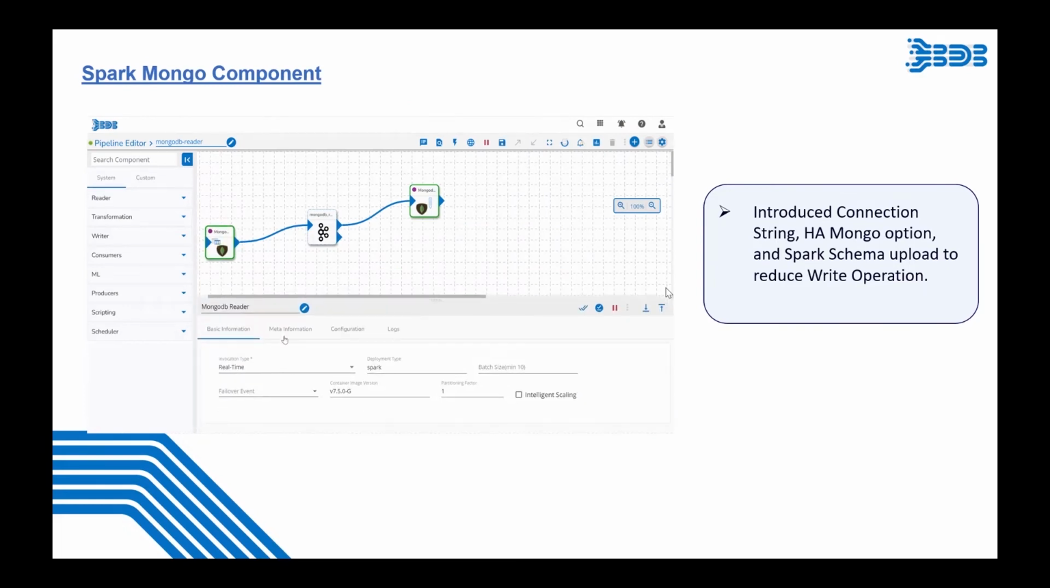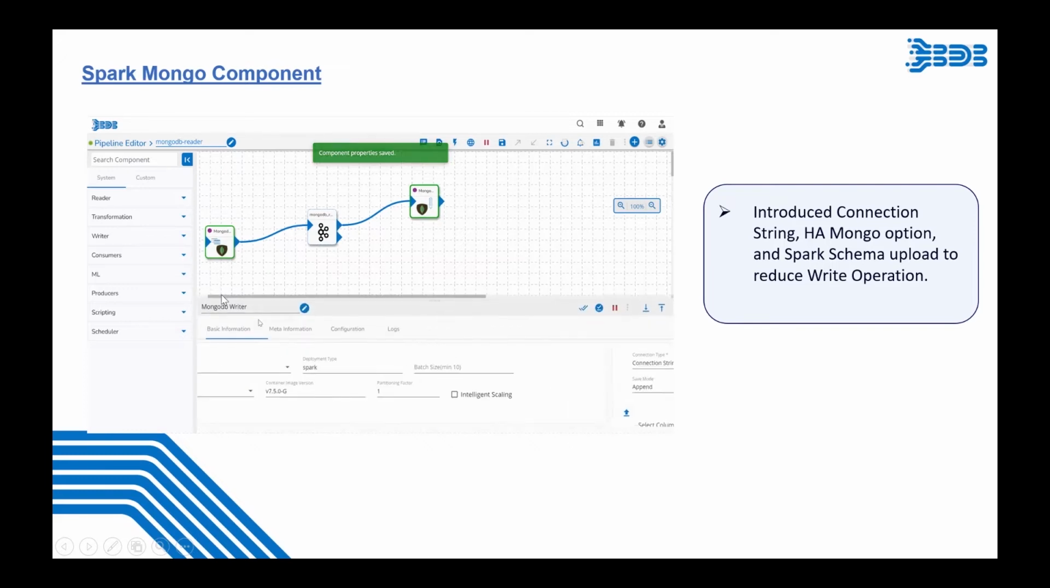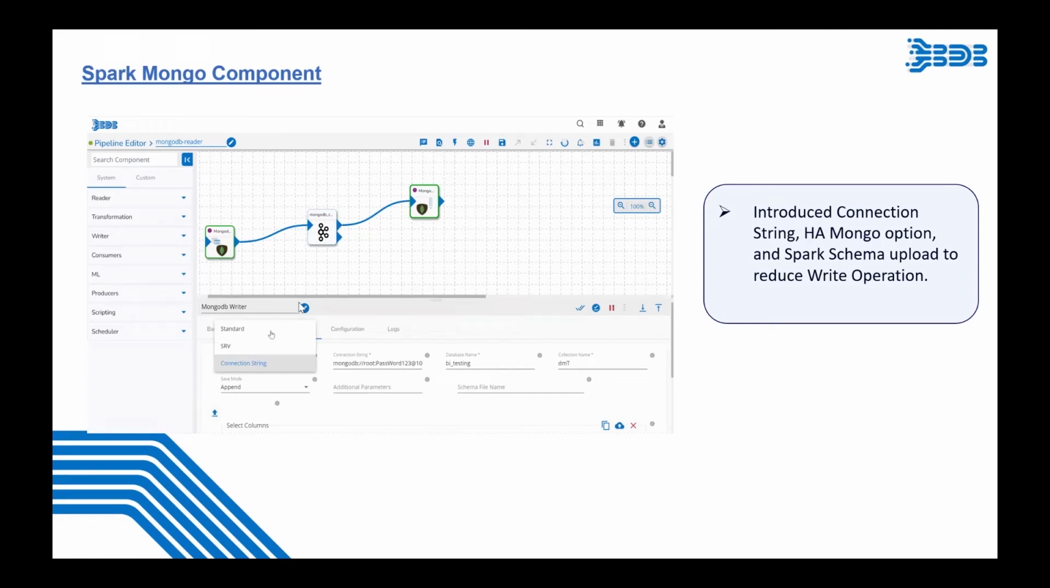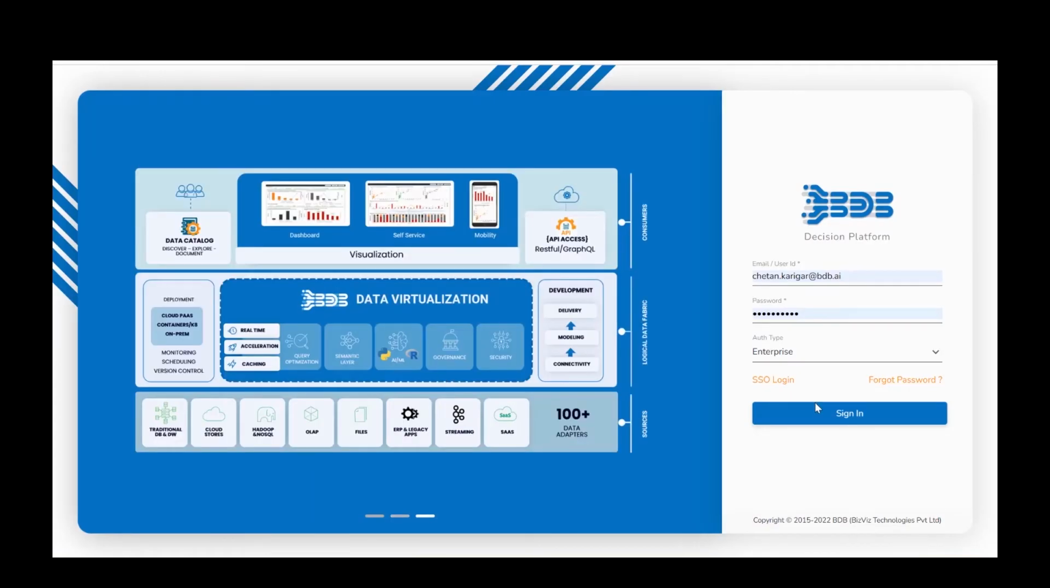Spark Mongo component. Here we have introduced the connection string. So you can see here in the meta information, we have to just select the connection string and then specify all the credentials. And also we have an option, high availability Mongo option, and the Spark schema upload to reduce the write operation. So in the Mongo Spark component, we have provided connection string, high availability and the Spark schema upload to reduce the write operation. Now let's get into the demo and see how pipeline features work.